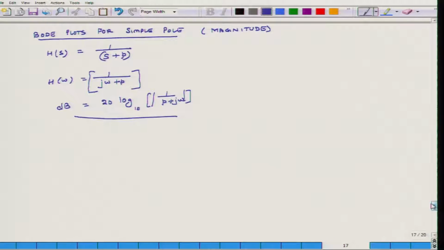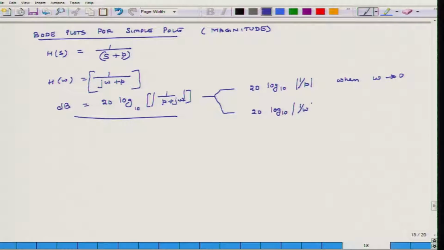Okay. So, this dB becomes, when omega approaches 0, 20 log 10 of 1 over p. And when omega becomes very large, the magnitude approaches 20 log 10 of 1 over omega, because omega becomes very large compared to p. So, I do not have to worry about p.